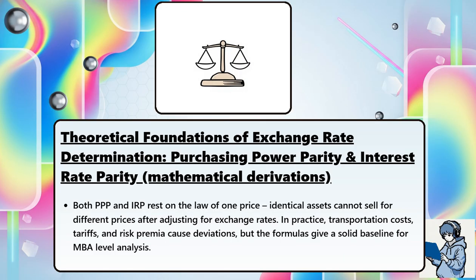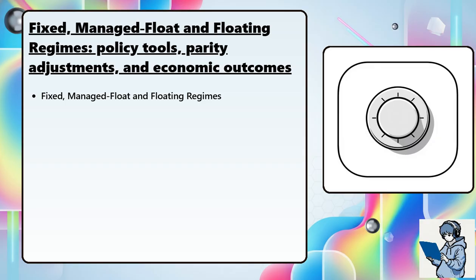Both PPP and IRP rest on the law of one price. Identical assets cannot sell for different prices after adjusting for exchange rates. In practice, transportation costs, tariffs, and risk premia cause deviations, but the formulas give a solid baseline for MBA level analysis. Fixed, managed float, and floating regimes.